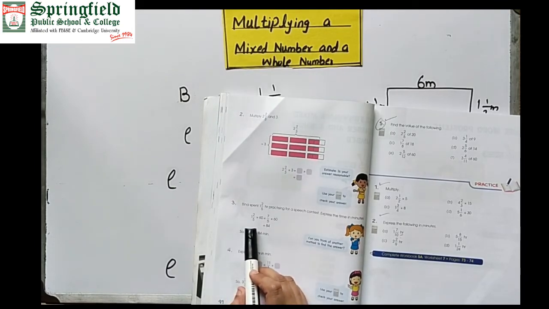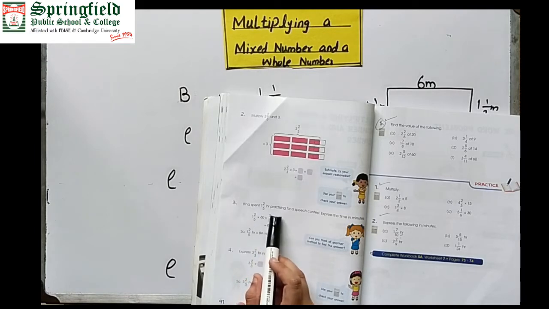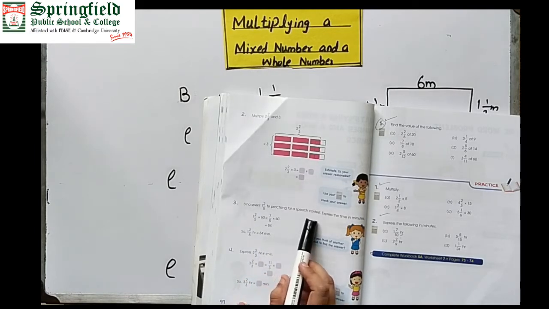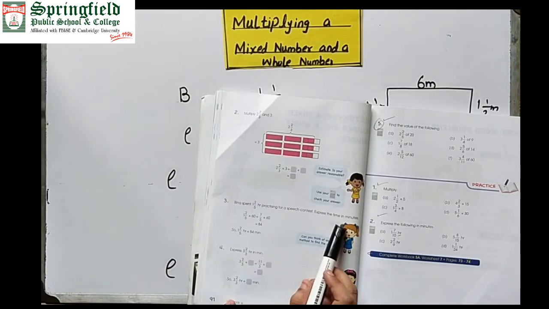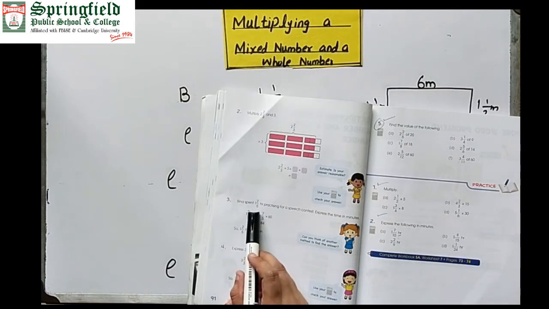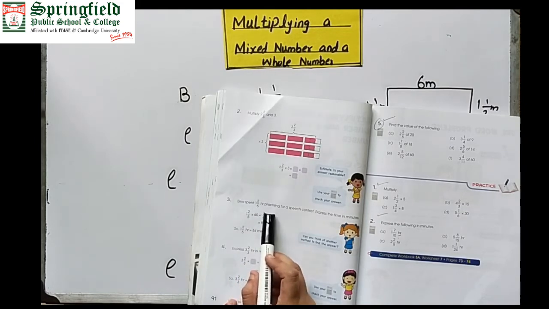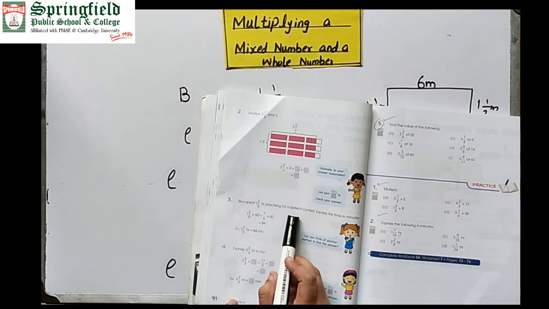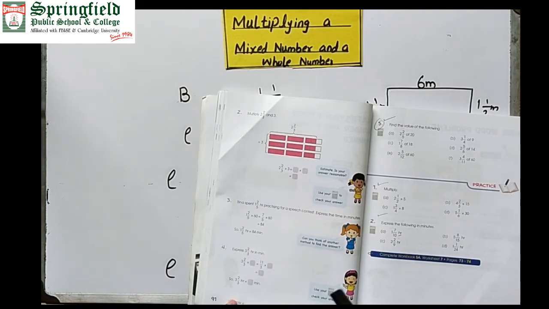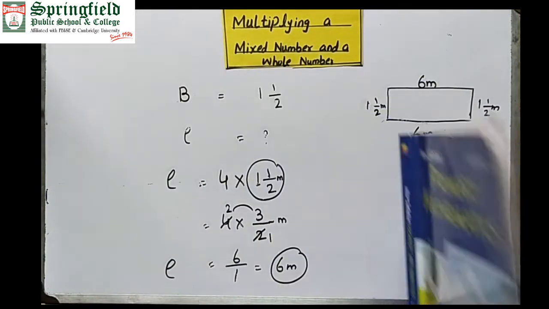And now question number 3. The question number 3 is Beena spent 1 whole 2 by 5 hours practicing for a speech contest. Express the time in minutes. It means they are saying convert hours into the minutes. They are saying that she spent 1 whole 2 by 5 hours practicing for a speech contest. So convert into the minutes, that is how many minutes she spent.